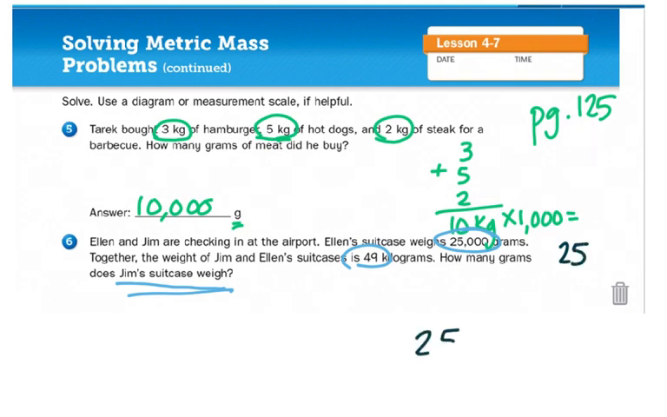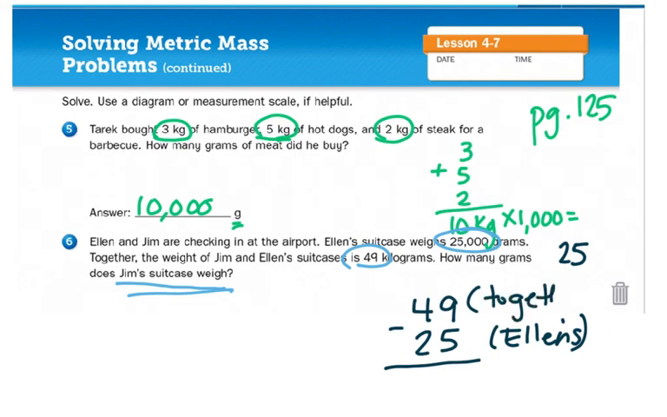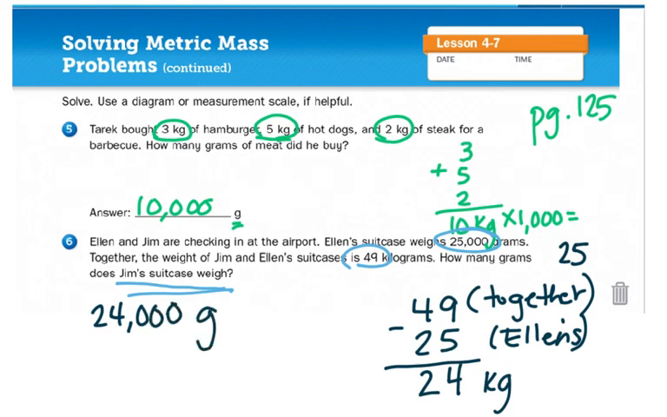Let me write it down here. Together they weighed 49. So if I take away Ellen's, this is Ellen's, and this is what they weighed together, the difference would give me Jim's. And why they would ever measure in kilograms would be somewhere else other than the United States. We would measure in pounds. But go ahead and subtract. The difference there is 24 kilograms. And then we just multiply by 1,000 to get 24,000 grams.